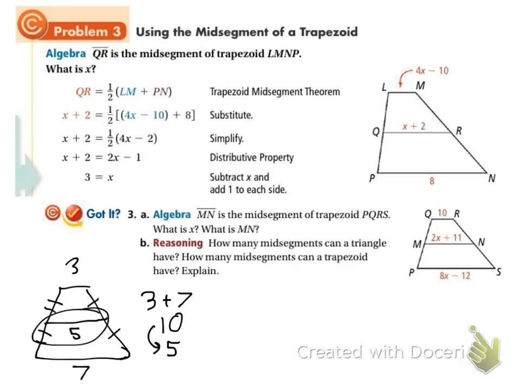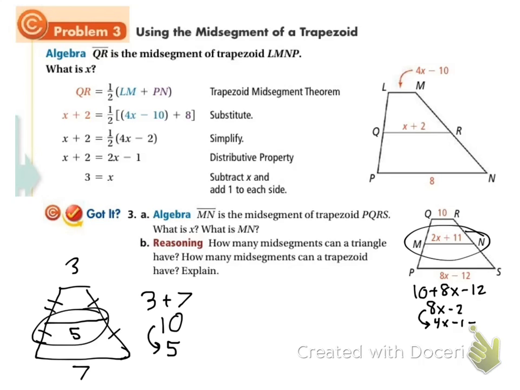So I'm going to add the top and the bottom. So 10 plus 8x minus 12. So the 8x is going to stay alone. 10 minus 12, or 10 plus a negative 12, that'll give me negative 2. So then I need to take half of that. So 4x is half of 8, right? And half of negative 2 is negative 1. So I get 4x minus 1. So that's how long my midsegment is.